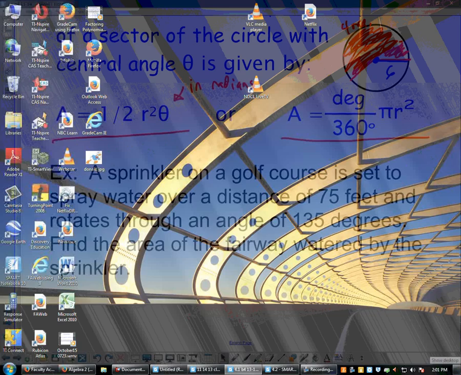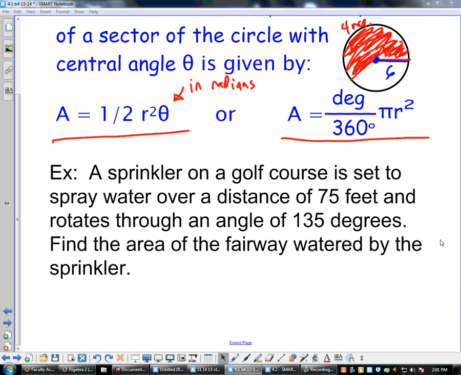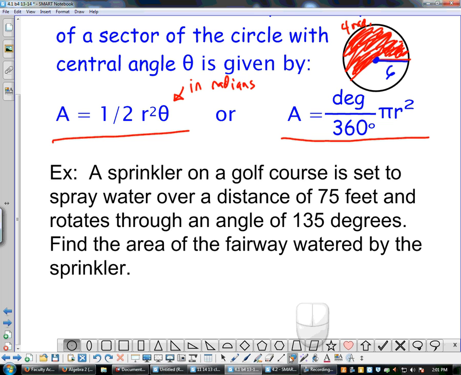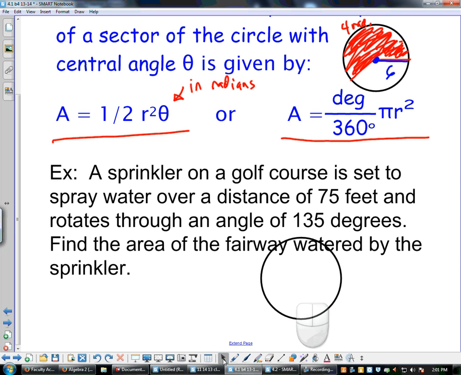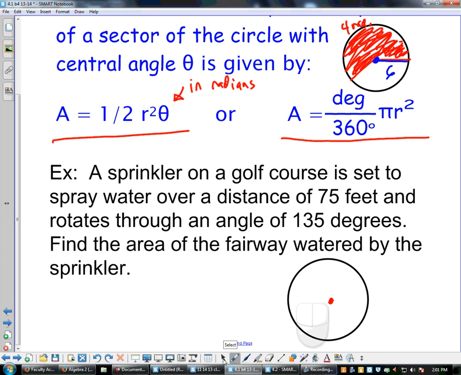So if you are picturing the situation here, we have about 75 degrees is about maybe like this. And here's the sprinkler, and it's going to spray all of this area. You with me? Oh, I was doing 75 degrees. My bad.